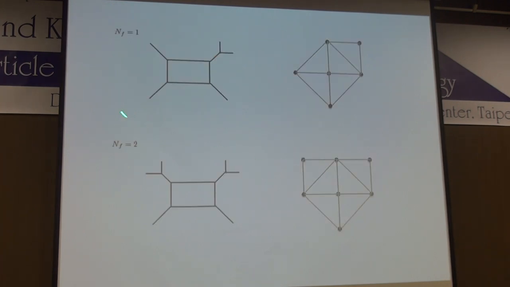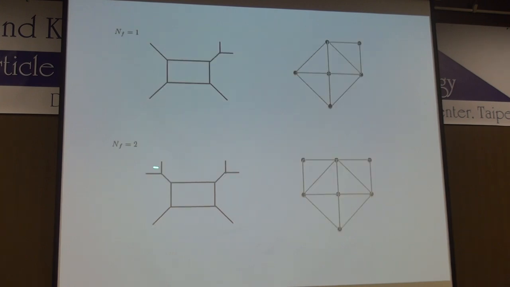This is an example again for NF equals 1, with one flavor. It's like this, and the corresponding toric diagram, or dual diagram, looks like that. This is NF equals 2. You just add one more, so you get this. You can actually proceed further.